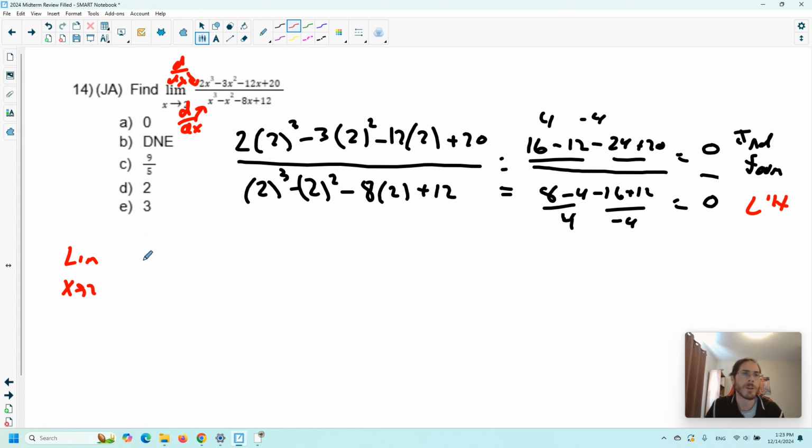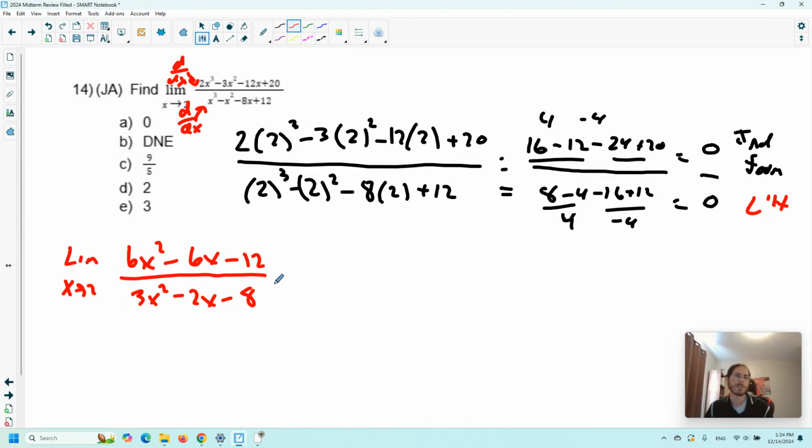So if I take the derivative of this one, we're going to get (6x² - 6x - 12) over (3x² - 2x - 8). All right, sounds good. Seems pretty reasonable. Let's go ahead and plug 2 in. Again, just in case this is not going to work out, let's do the two equal signs again. The top, I'm actually going to factor out that 6 because I don't really like that 6. I think it's going to be easier if we take that out.